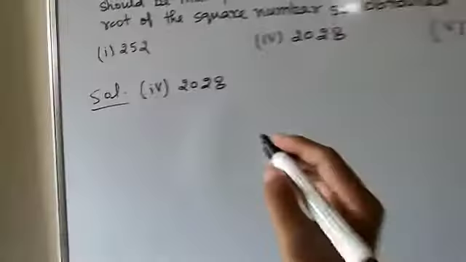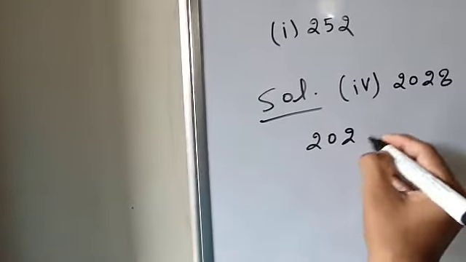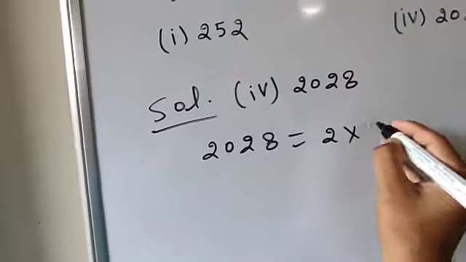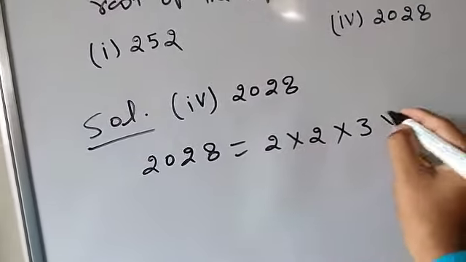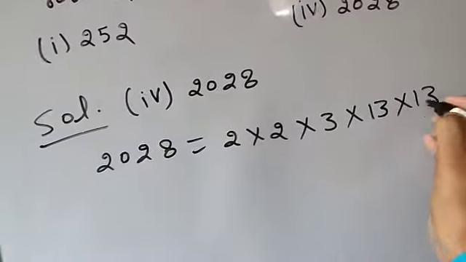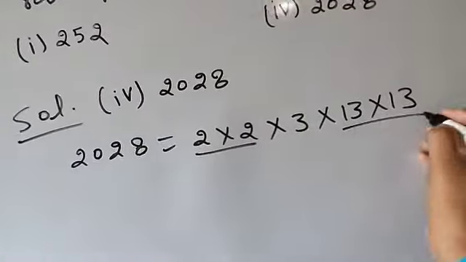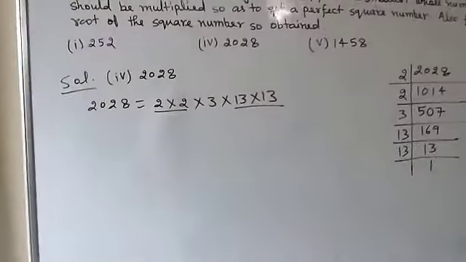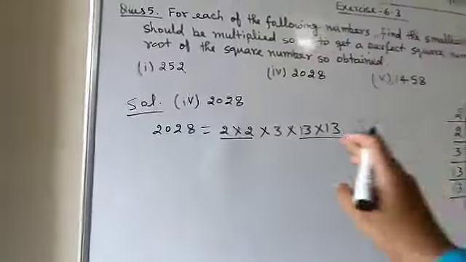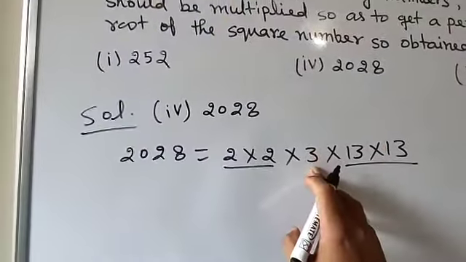Now students, you will write it. 2028 equal to 2 into 2 into 3 into 13 into 13. So here you can find 2 and 13 are in the pair, but 3 is not in the pair. So if you multiply by 3, then it will also be in the pair.